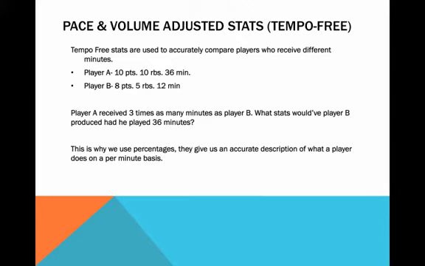Well, player A received 3 times as many minutes as player B, but what stats would player B have produced had he played 36 minutes? This is why we use percentages. They give us an accurate description of what a player does on a per minute basis.